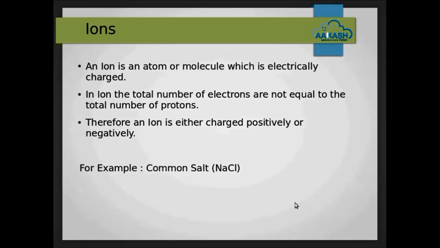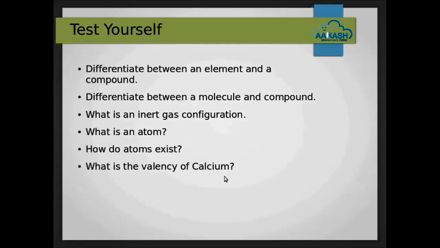Ions. An ion is an atom or molecule which is electrically charged. In an ion, the total number of electrons is not equal to the total number of protons, and therefore an ion is either charged positively or negatively. A few examples are the sodium ion and the chloride ion.